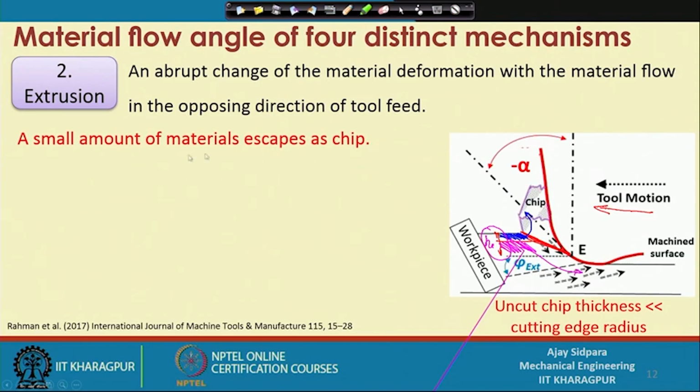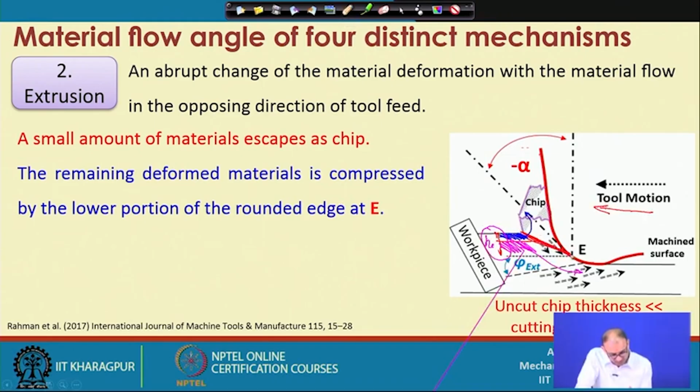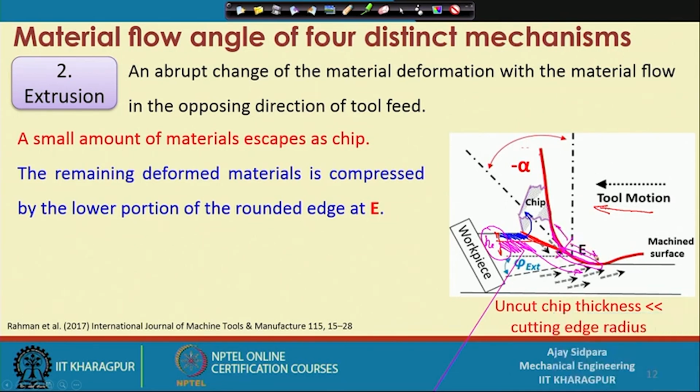Right. A small amount of material escapes as a chip. That is what is shown here, and the remaining deformed material is compressed by the lower portion of the rounded edge. So, what is the lower portion of the rounded edge? This is the lower portion of the rounded edge. This whole edge is rounded, but now we have divided it into two parts: this is the upper portion and this one is the lower portion, and this is the E point, which is important to understand, as this is the location through which you end up with two different phenomena, and you are getting a shear plane angle in this case.